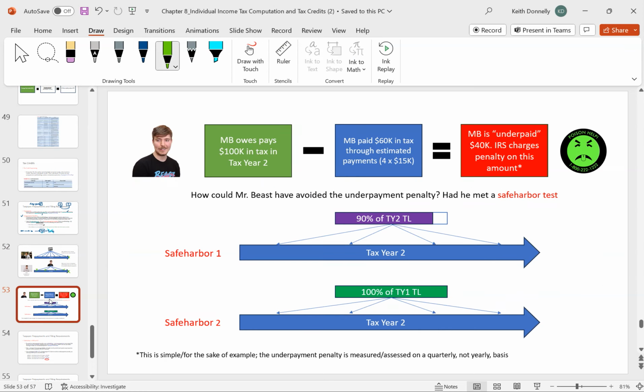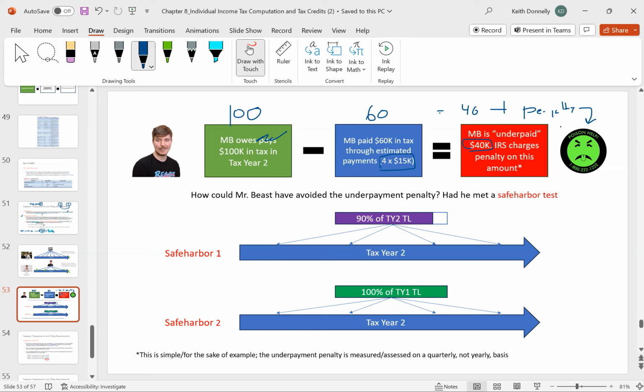And we said, if you don't put enough into the system, let's say that Mr. Beast, he's self-employed, he owes 100, but he put 60 in, he made 4 payments of 15 grand, he just kind of guessed. Well, the idea here is not only is he going to owe the 40 grand, the difference between what he owes, but they're also going to hit him with a penalty, this Mr. Yucko on top of it.